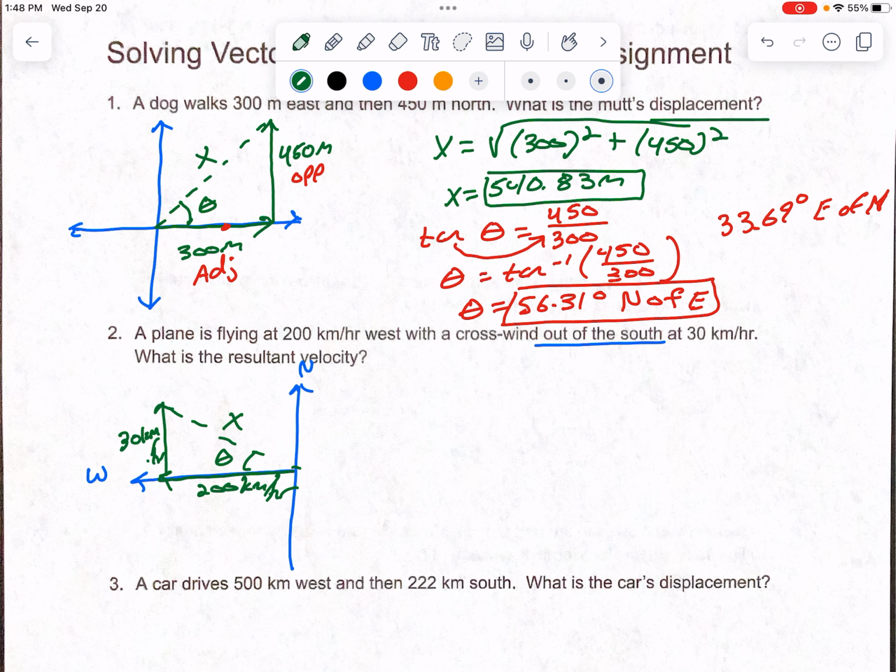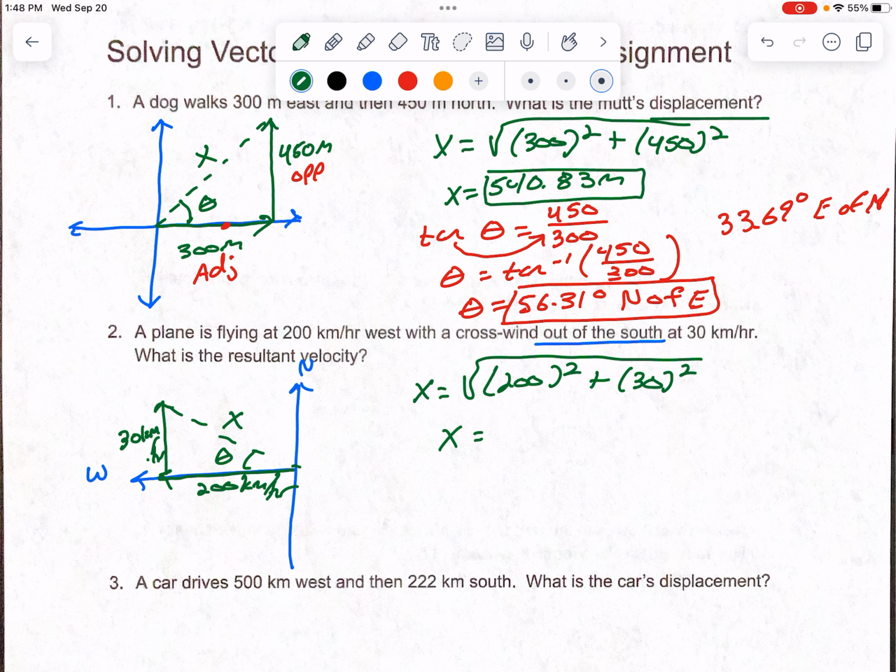We're going to do our Pythagorean theorem. So x equals the square root of 200 squared plus 30 squared, and that is going to give us a value of 202.24 kilometers per hour. So there's half.